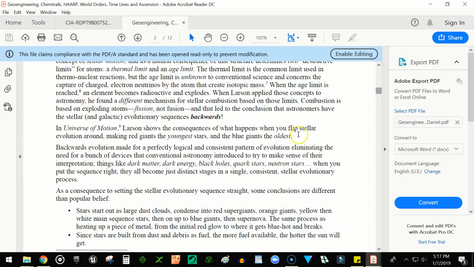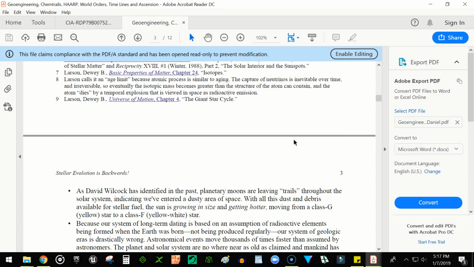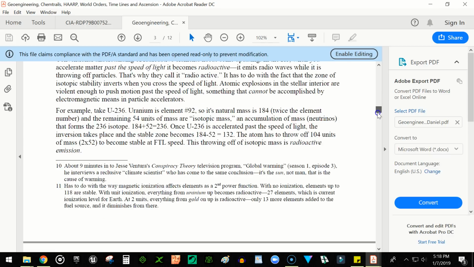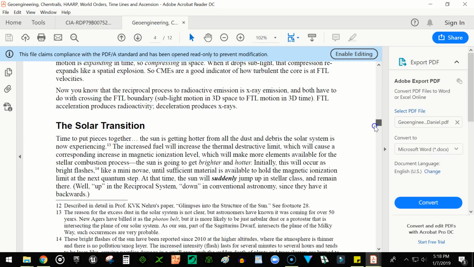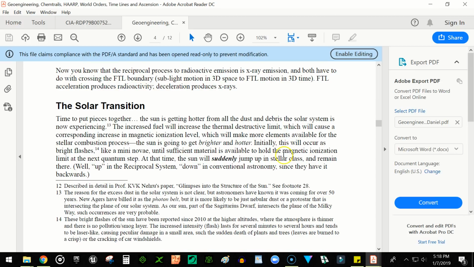Okay, let's come back to here. So I'm going to take you down to where we start talking a little bit about the sun. Okay, I think we want to go down several pages here. There's a whole bunch of stuff before the section called solar transition, but I'm going to start you right here. If there's any acronyms that come up that I need to explain, I will.